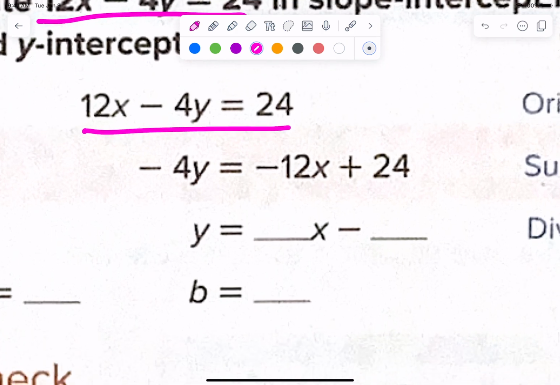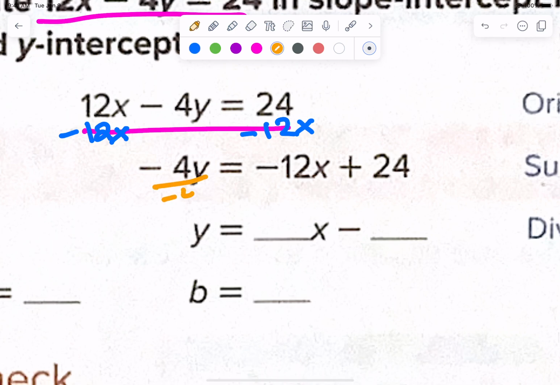What did they do first? Subtract the 12x. So I'm going to put that right below, minus 12x. So they've got negative 4y equals negative 12x plus 24. Get into the habit of writing your x first, right? X and then the number, all right? Then what do you do?